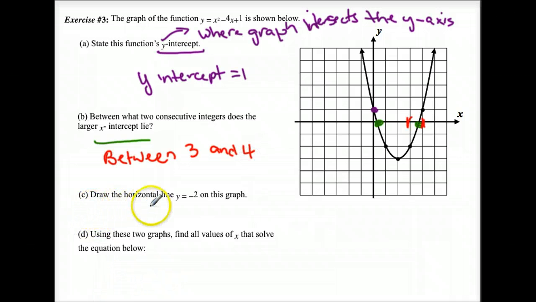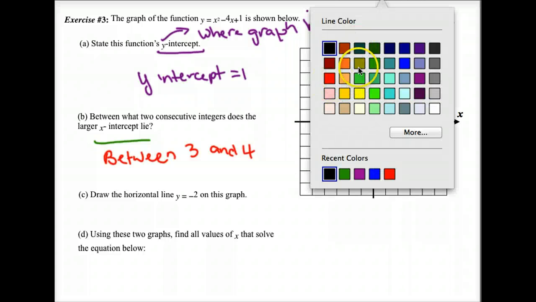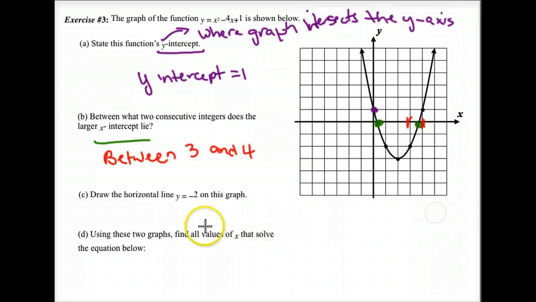C says, draw the horizontal line y equals negative 2 on this graph. So I want to draw a horizontal line. Let's get a little color here, at y equals negative 2. Y equals negative 2 is at the bottom. This means it's a line straight over.